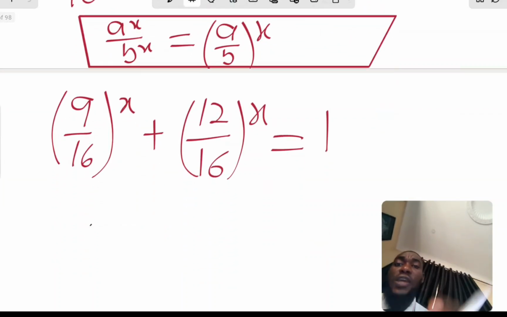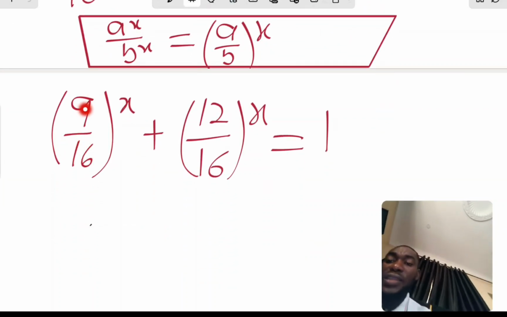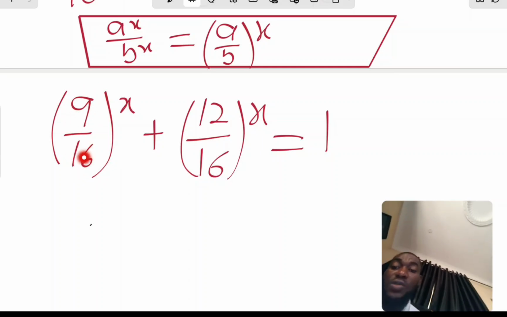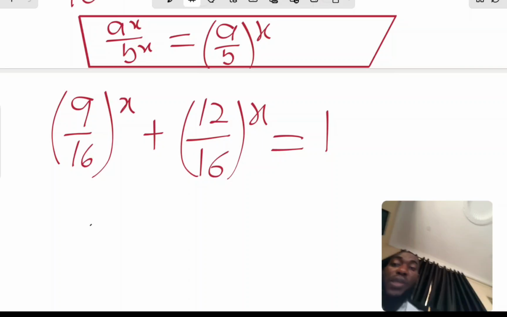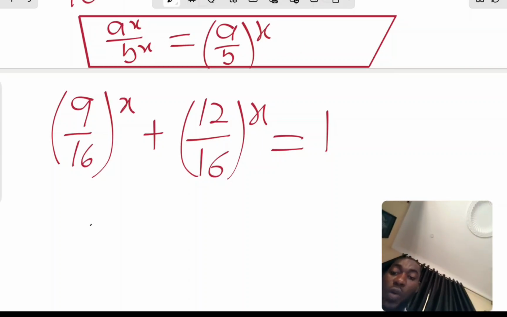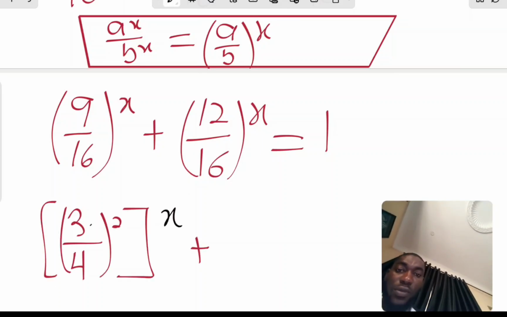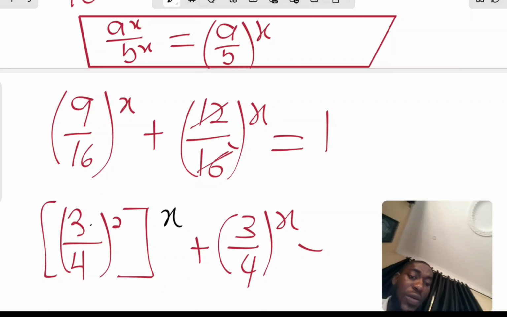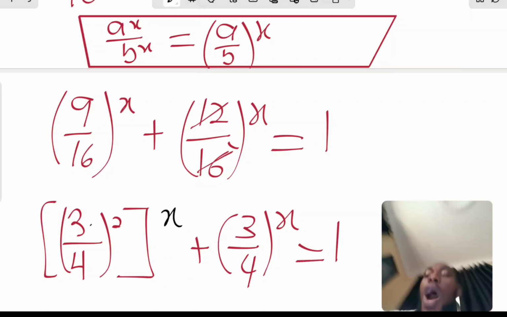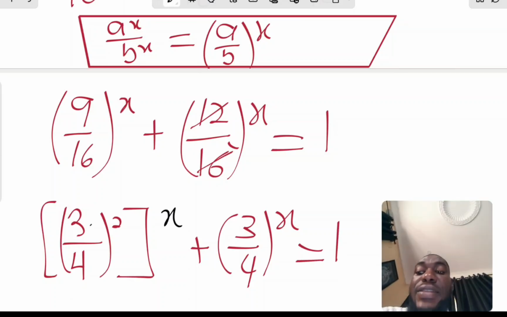Again, if I look at this part very well, this 9 can be written as 3 to the power of 2, and this 16 can be written as what? As 4 to the power of 2. And making use of this law, I can write it back this way. So that means we are going to have 3 over 4 all to the power of 2, then to the power of x, plus 12 over 16 is 3 over 4, all to the power of x, equals 1. Wow, we are getting there.